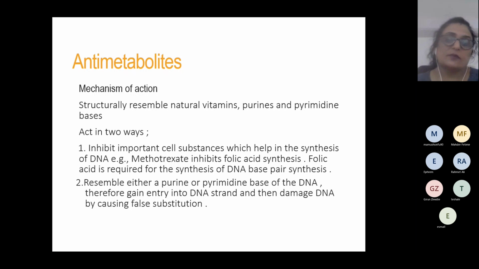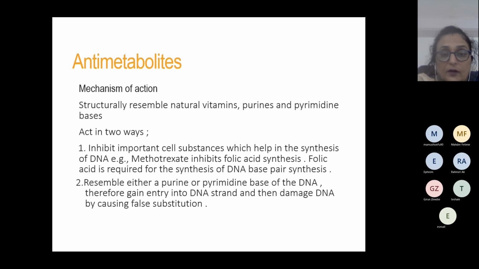Now these antimetabolites resemble either a purine or a pyrimidine base of the DNA, therefore they gain entry into the DNA strand and then damage the DNA by causing false substitution. These purines and pyrimidines are the bases of the DNA. When a DNA has to synthesize or duplicate itself, what happens? The DNA will first uncoil itself, then it will duplicate, and then it will go to 2 different cells. So that is the simple way in which DNA synthesis takes place.